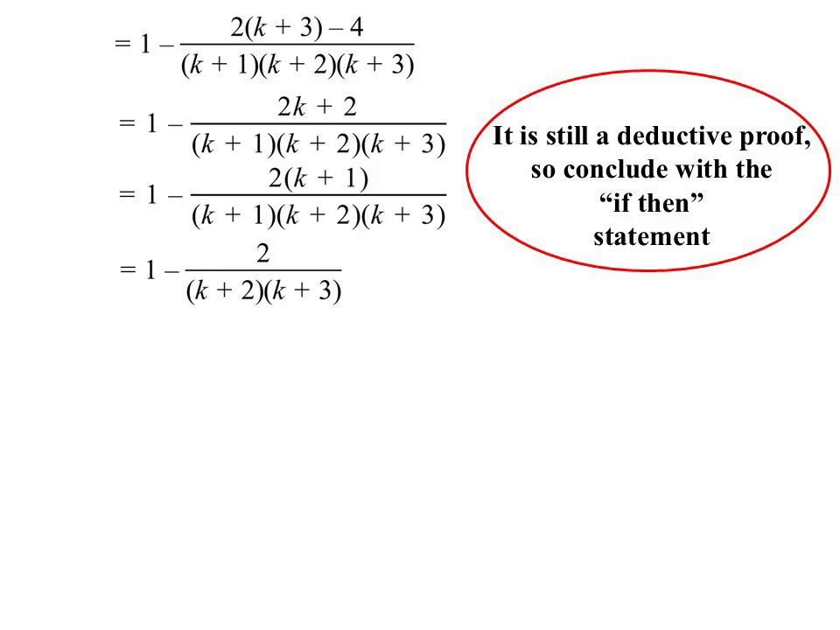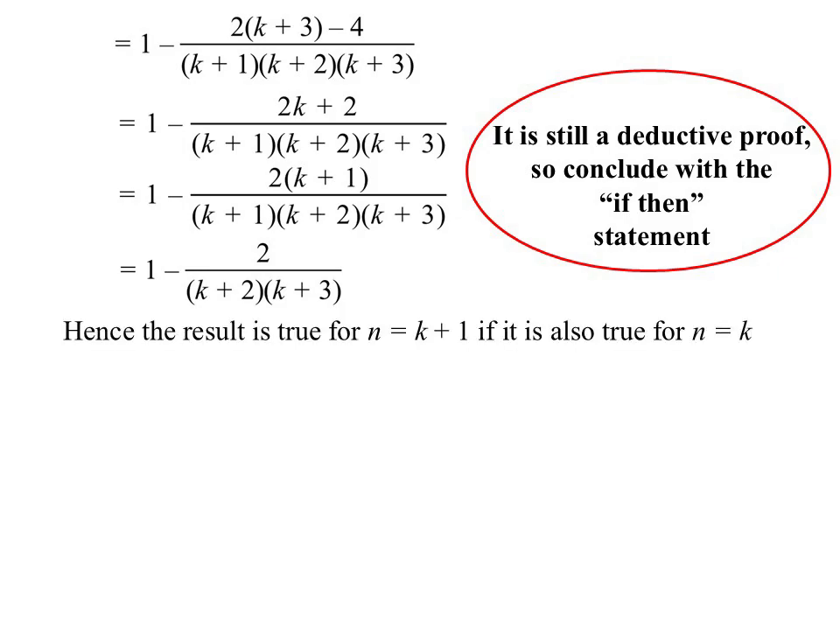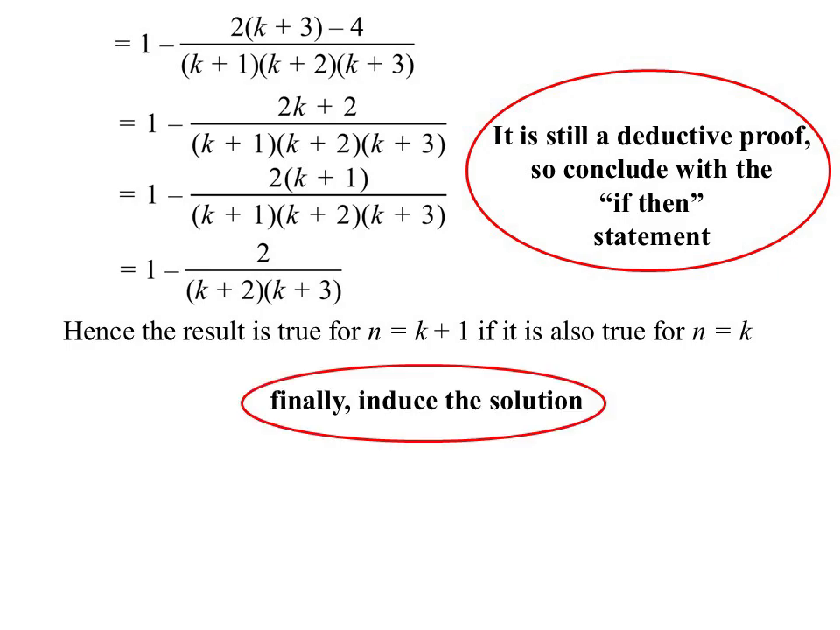Now remember, that part of the induction is basically a direct proof, a deductive proof. So we conclude it with our if-then statement, what we've just done. I've not written it specifically as if-then. I suppose I could have said, hence, if it's true for n equals k, then it's true for k plus 1, and actually write it as an if-then statement, but it's basically saying the same thing. Hence the result is true for n equals k plus 1 if it's true for k.